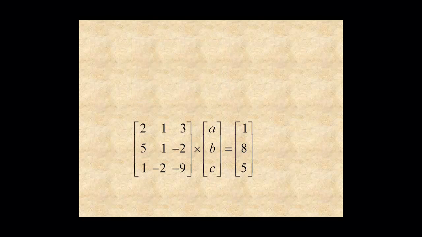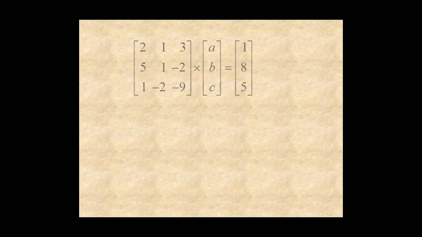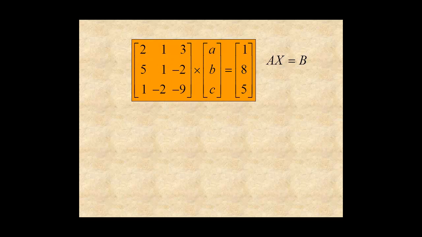This matrix equation has the same form, AX equals B, a coefficient times a variable equals a constant. So the solution is the same, the inverse of the coefficient times the constant.